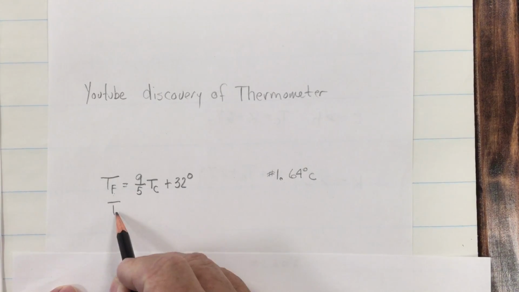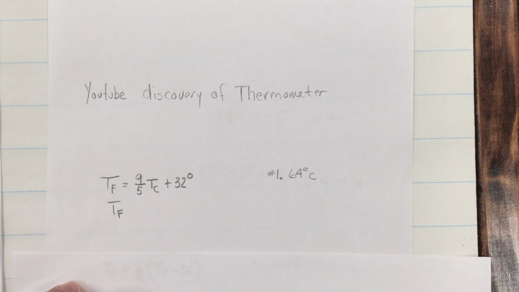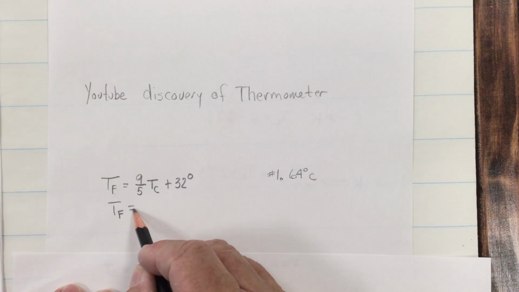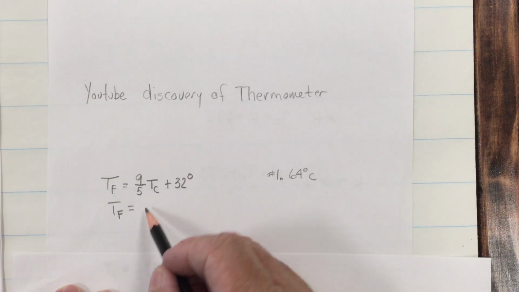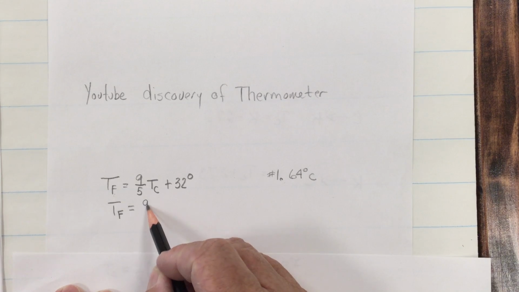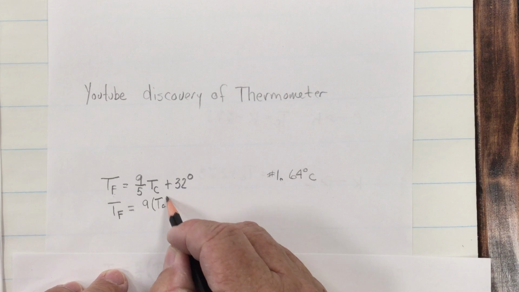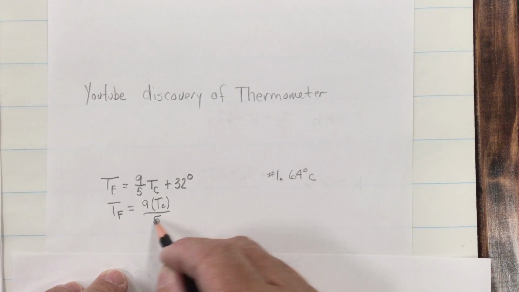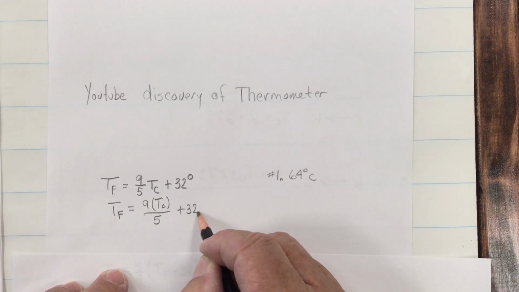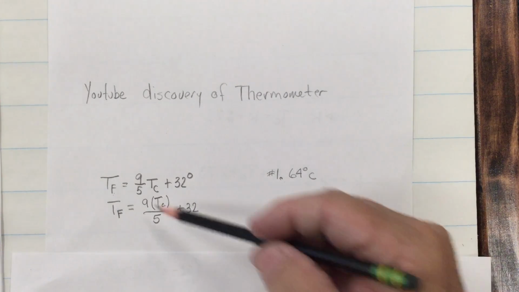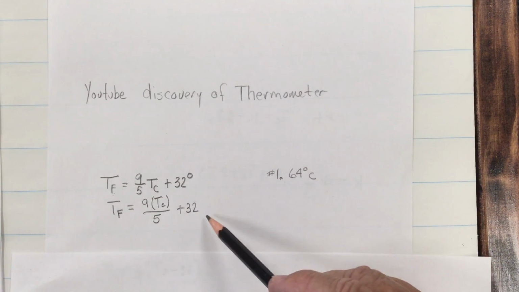So we're going to say temperature, and the subscript F means Fahrenheit. So we want to find the Fahrenheit if we have the Celsius. We could say 9 times the temperature in Celsius divided by 5, and we're going to add 32 to that. So we're going to find out first the conversion for Celsius and add 32.